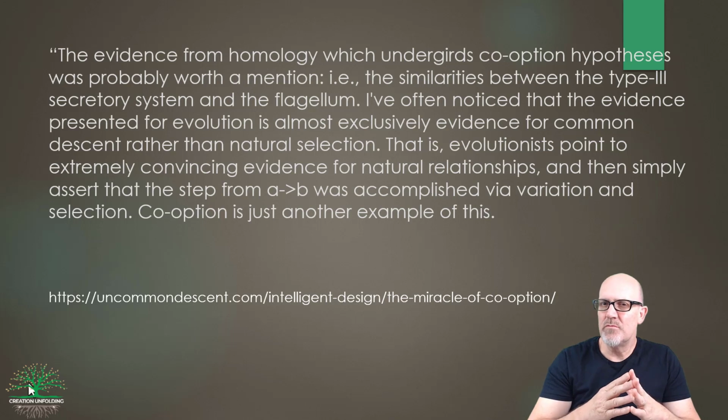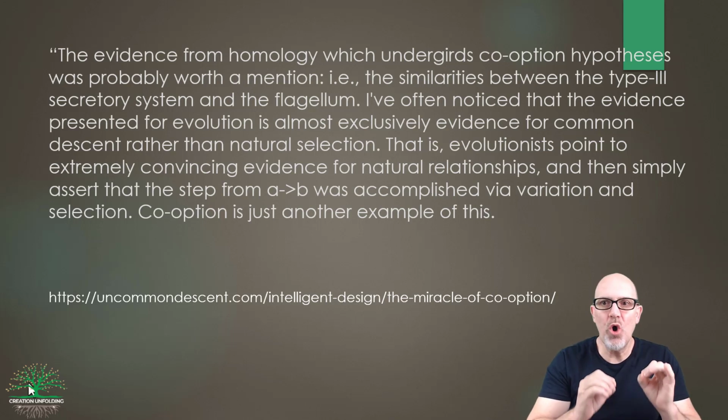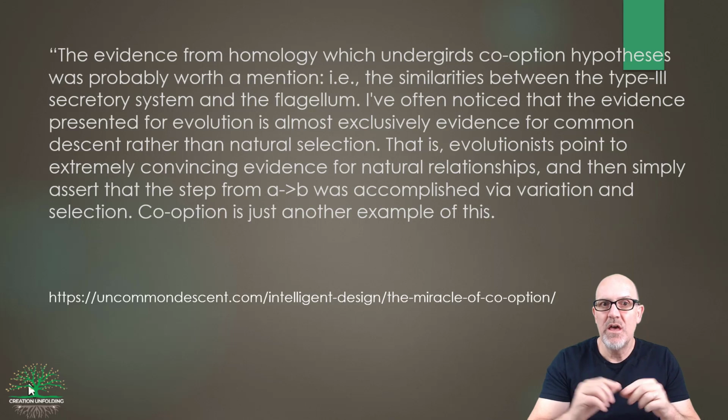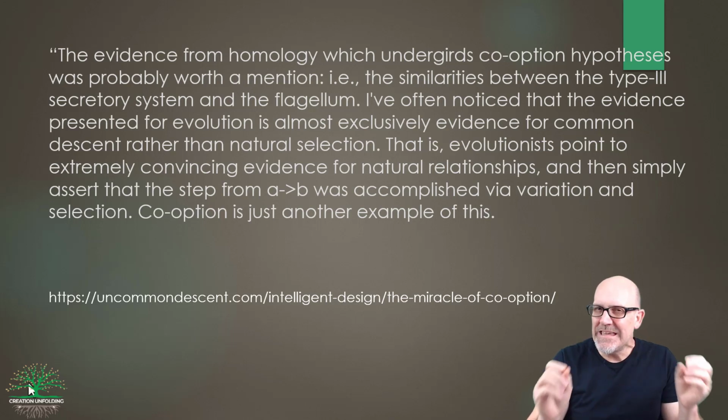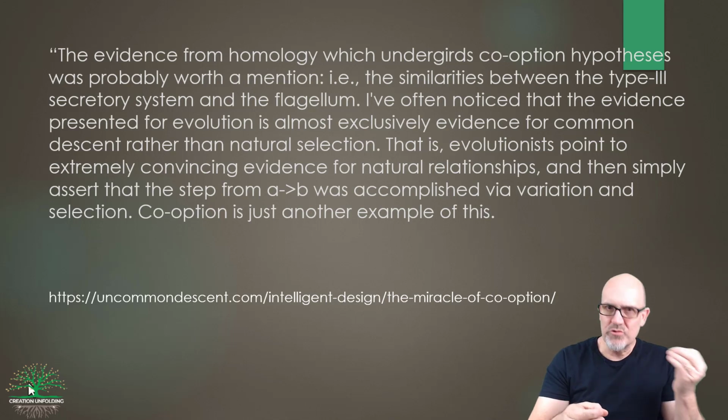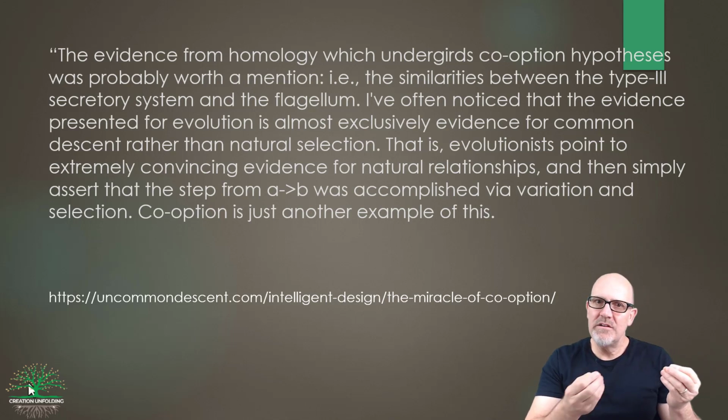He says the evidence from homology which undergirds co-option hypotheses, in other words, according to co-option hypotheses, homology is very important, and I'll get to this in a minute, was probably worth the mention, i.e., the similarities between the type 3 secretory system and the flagellum. So there they're talking about co-option with the flagellum, all that ID sort of stuff. And what he's saying is that there are similarities between the secretory system and the flagellum.